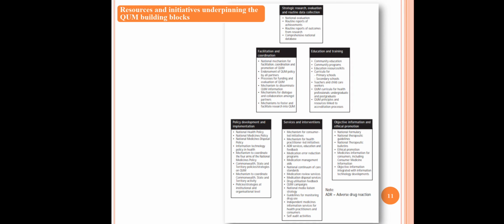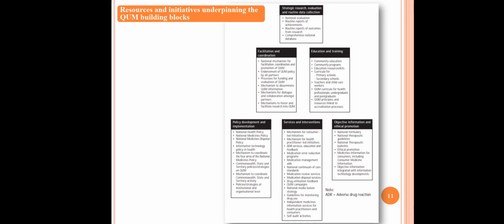Resources and initiatives underpinning the quality use of medicines: building blocks. Systematic research, evaluations and routine data collections: national evaluation, routine reports of achievements, routine reports of outcomes from research, comparison of national databases. Then facilitation and coordination: a national mechanism for facilitation, coordination and promotion of QUM, and endorsement of QUM policy by all parties.